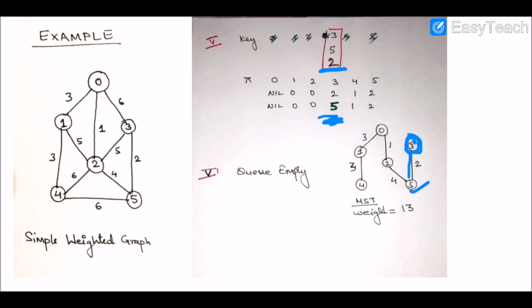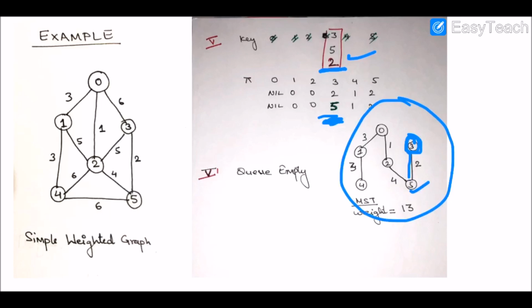So this is the node which has been connected. So this is the tree that has been formed. Why? Because the next step says extract minimum, and 3 has already been extracted, and now the queue becomes empty. So if we go through the algorithm, it says while the queue is not empty, we have to perform the steps of extract minimum.